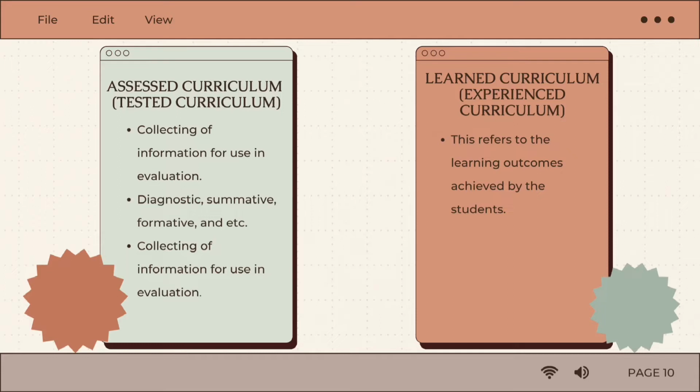So, after that, the teachers need to evaluate your performance, so students are given a test or exam, and that is what we call assessed curriculum. So the assessed curriculum results will determine what you have learned, and that is so called the learned curriculum. And that will be the end of my report.